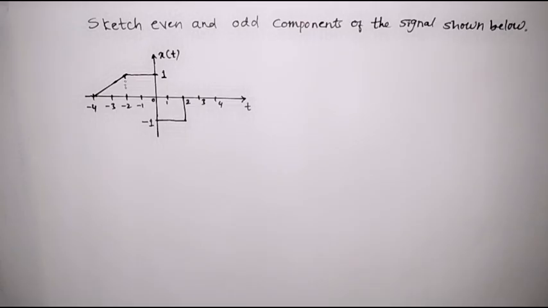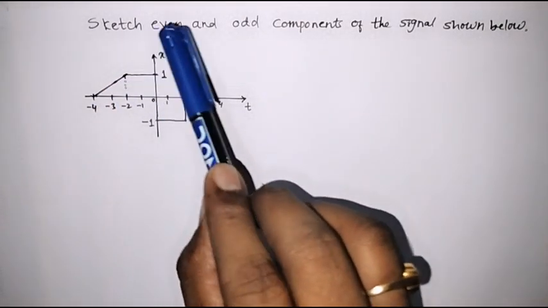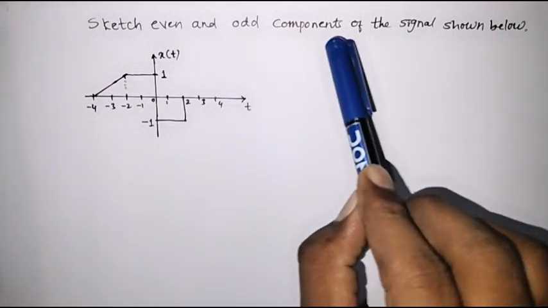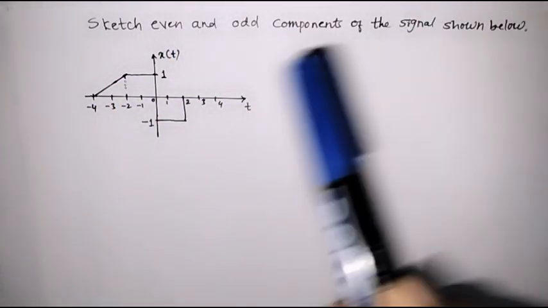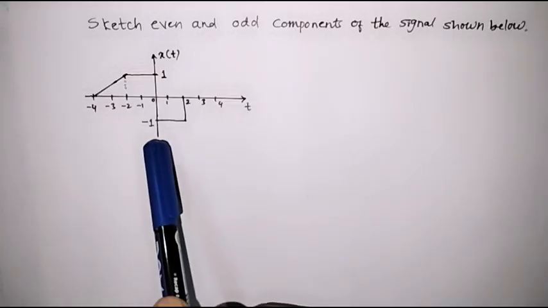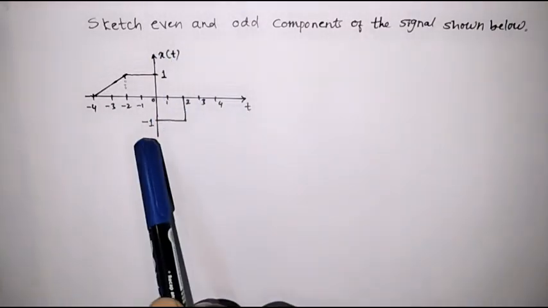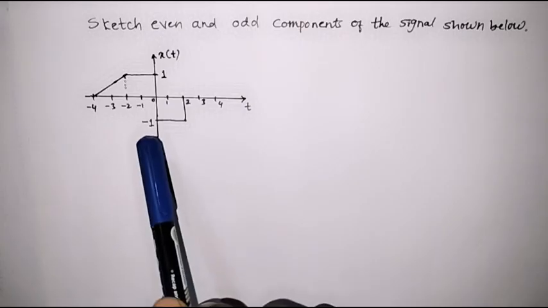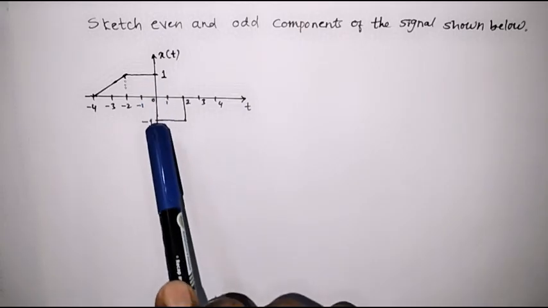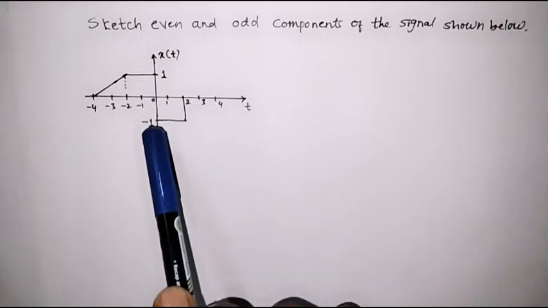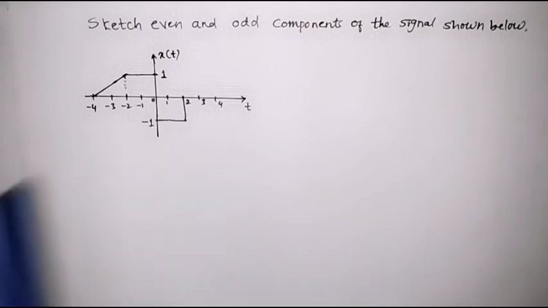Let's take one example on even and odd signals. Sketch even and odd components of the signal shown below. Here one signal is given, x of t, which looks like this. We are supposed to calculate the even component of this waveform and the odd component of this signal.